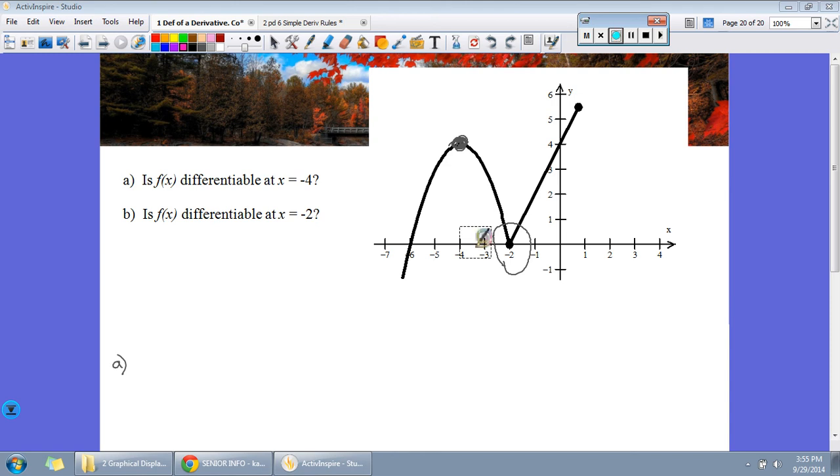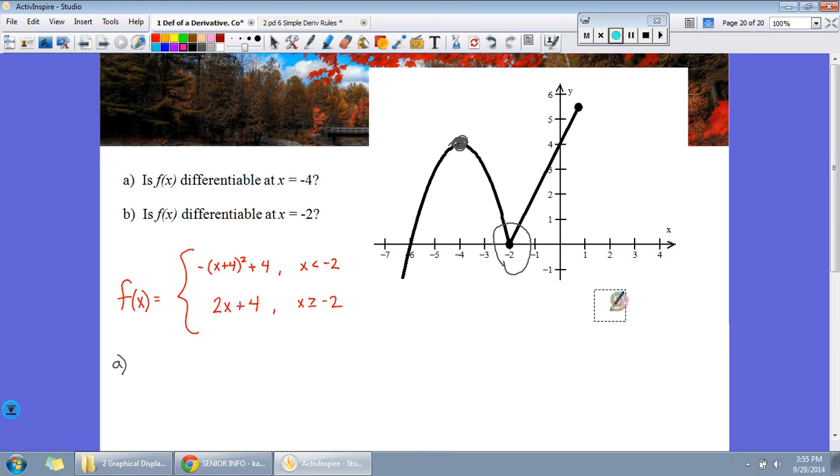To use the alternate form of the derivative, it would be helpful if we could write an equation for the two pieces of this piecewise. From negative infinity to negative 2, we can write the piecewise negative x plus 4 squared plus 4. It's a quadratic, it's inverted, so it's negative, it's been shifted to the left 4 and up 4. So that's how I got that, from negative infinity to negative 2. And then after and equal to negative 2, we have just a line equation, 2x plus 4.